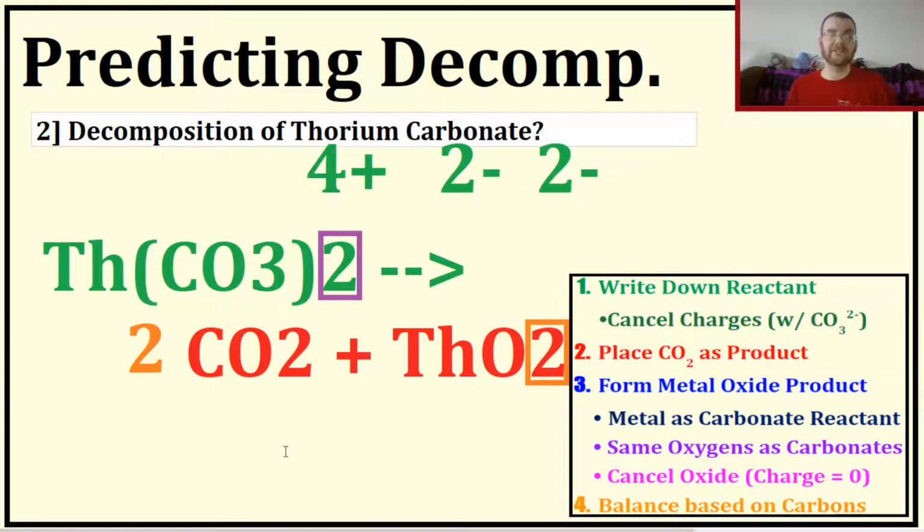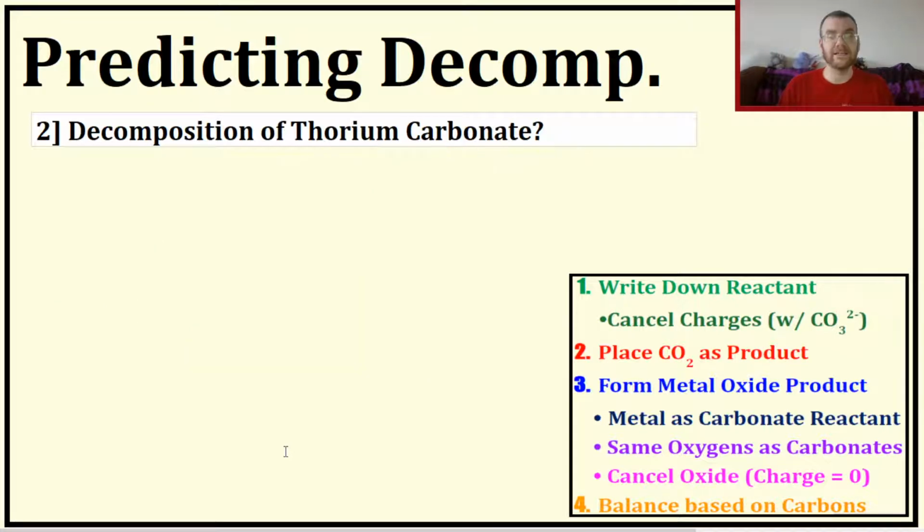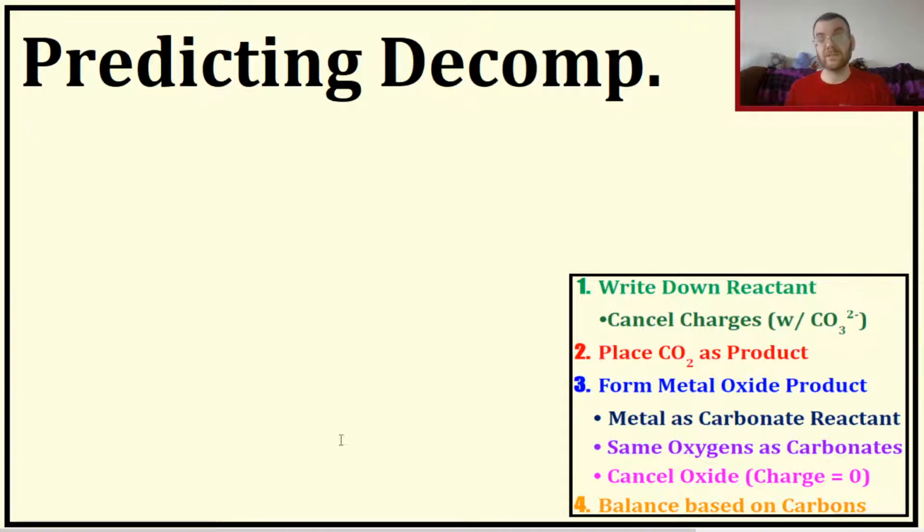And that will cancel out the rest of our oxygens, and it will cancel out our carbons. So that's how that goes. The number of carbonates equals the number of oxygens, and it equals the number of carbon dioxides. So that was thorium carbonate, which is our second of the decompositions.